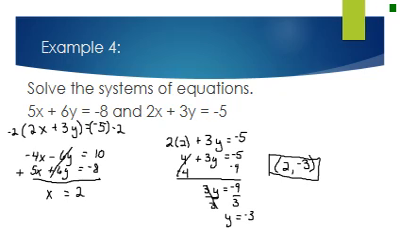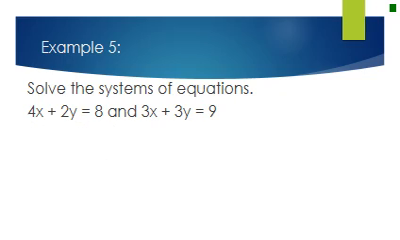All right, let's take a look at example 5. Okay, so let's go ahead and write 3x plus 3y equals 9. Okay, so looking at this one, I'm looking at the x's. I can't multiply 3 by anything to get 4, or to get a -4. And then on the y's, I can't multiply 2 by anything to get 3, or a -3.